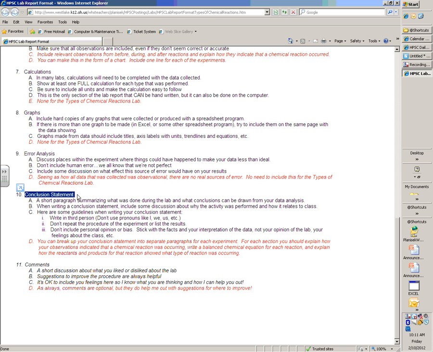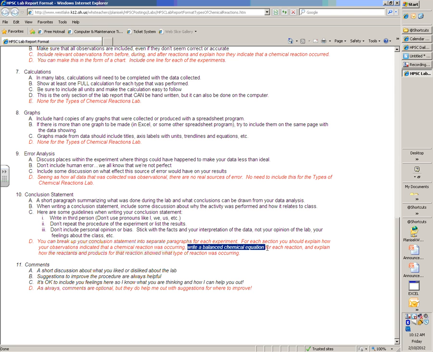The conclusion statement. Once again, a separate paragraph for each lab. You can break your conclusion statement up into separate paragraphs for each experiment. Within each paragraph, you have to do the following thing. Explain how your observation showed that a reaction was occurring. That's first. How did we know that a reaction was actually occurring?